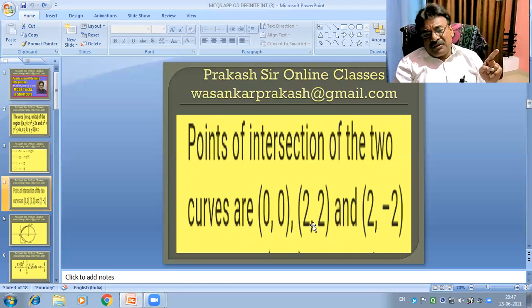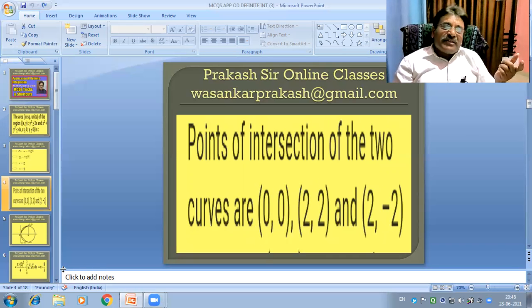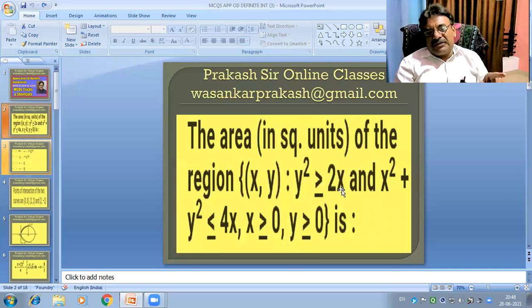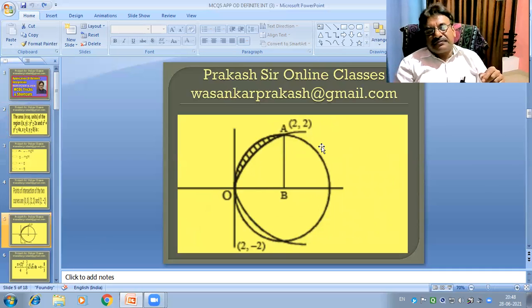So this is the origin. 2 comma 2 lies in the first quadrant. 2 comma minus 2, with x coordinate positive and y coordinate negative, lies in the fourth quadrant. Then we draw the figure roughly. First we draw y square is equals to 2x, that is the parabola open towards positive x direction. And next we draw the circle passing through the origin. So this is our figure. This is the parabola y square is equals to 2x.